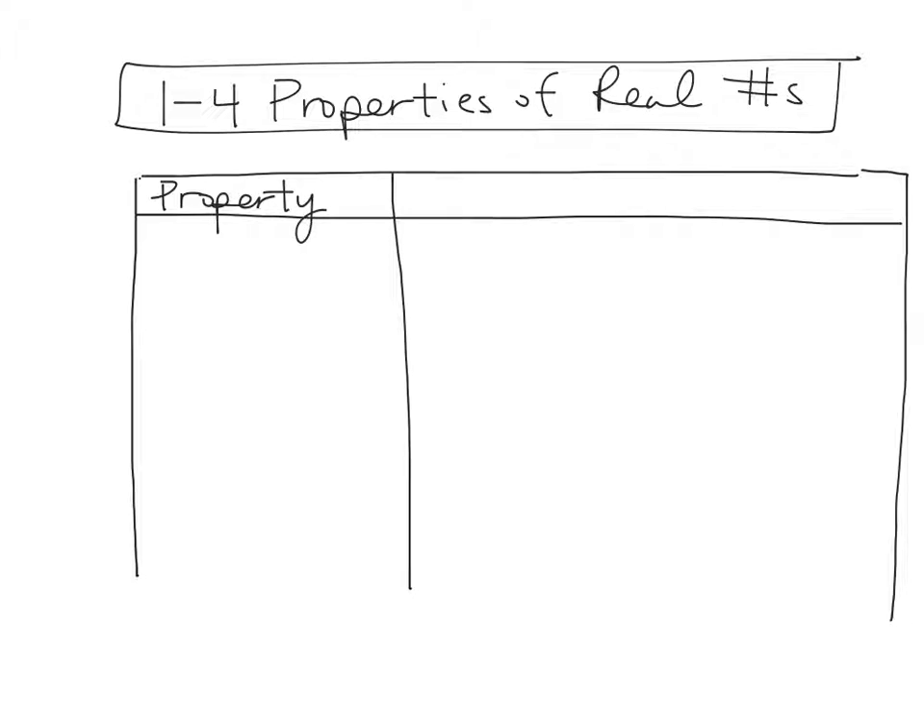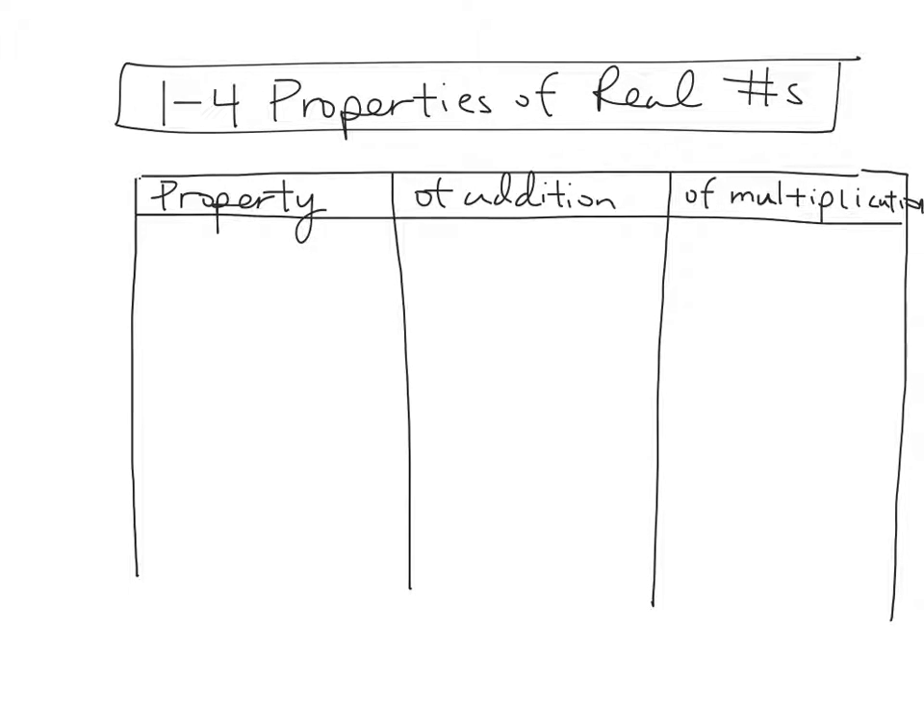There's the property of addition. And there's the property of multiplication. Oh, that's messy. Multiplication. Sorry. Do you know what that says? Multiplication. It's messy. So really, we're going to talk about 3 properties that have all 3 of these columns as part of them.